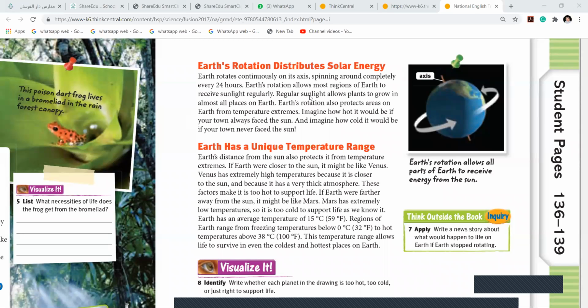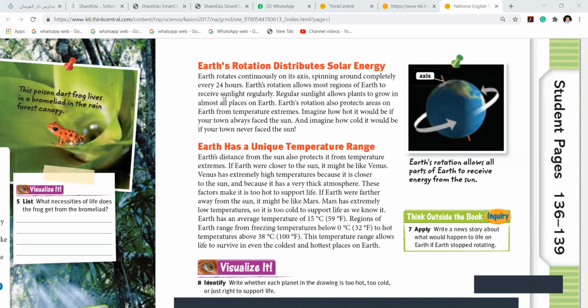Earth's rotation allows most regions of Earth to receive sunlight regularly. Regular sunlight allows plants to grow in almost all places on Earth. Of course, all of the Earth's places get sunlight regularly. Some of them, if they won't get it now, they will get it later. I mean, maybe some places don't get sunlight for a few months, but they get it.